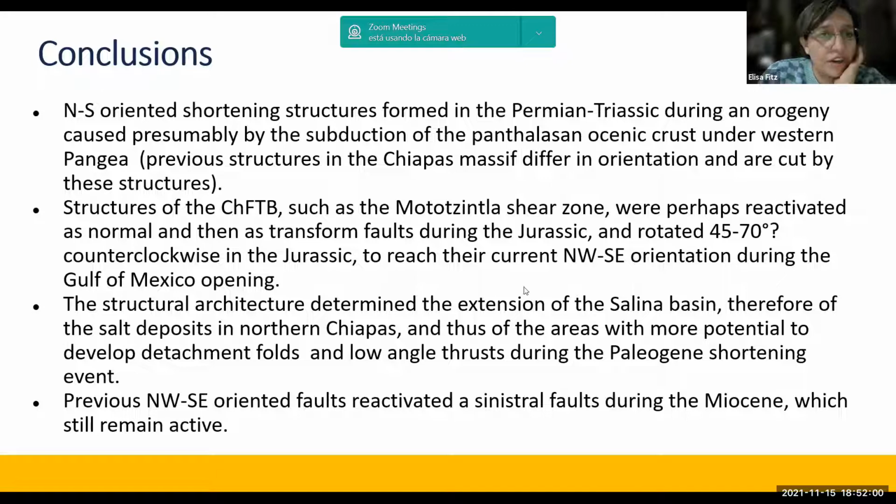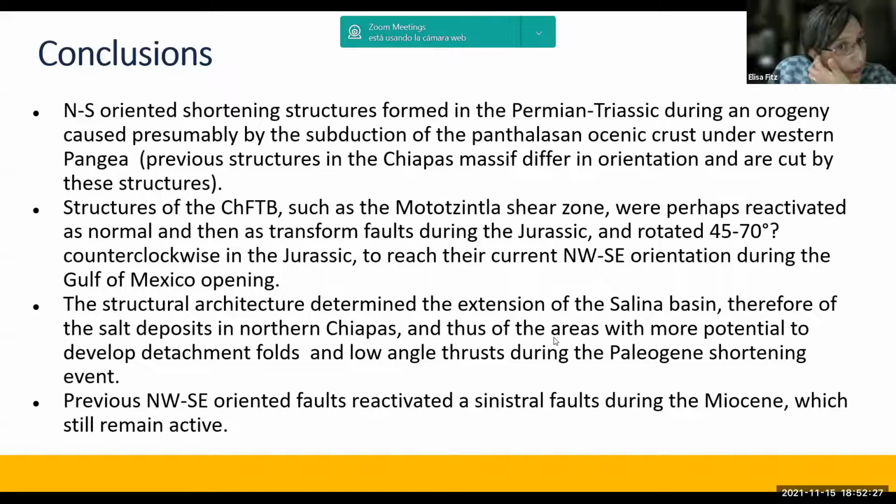Then we have structures of the Chicomuselo fold and trough belt, such as the Motocintla shear zone, which is a weakness zone, perhaps a lithospheric fault that might have been reactivated as a normal and then as a transform fault during the Jurassic, and which rotated counterclockwise to achieve eventually its current northwest-southeast orientation.